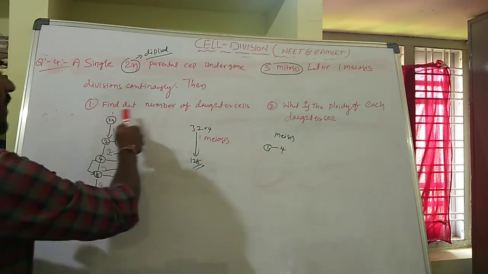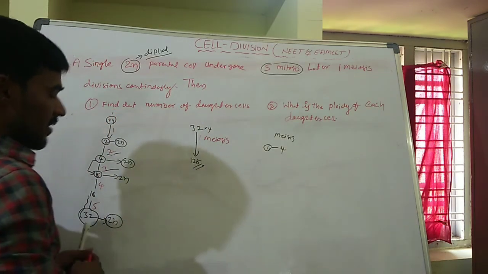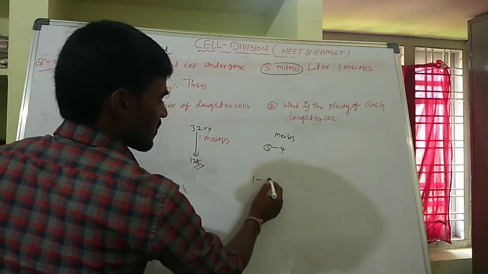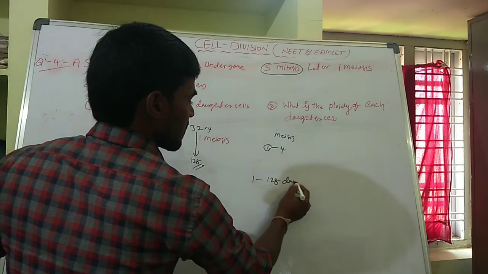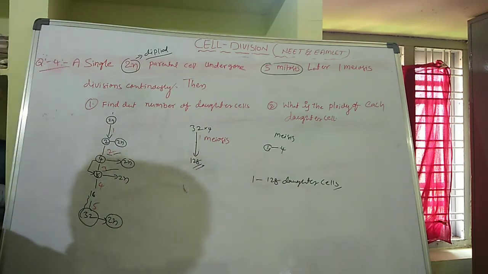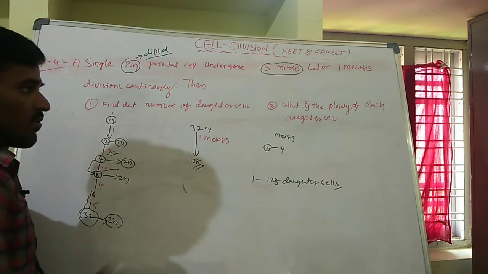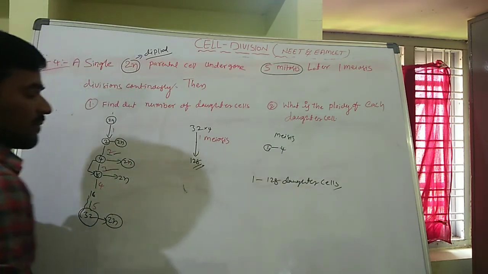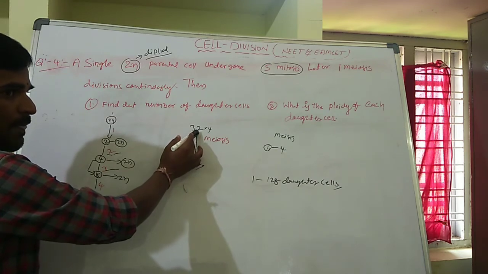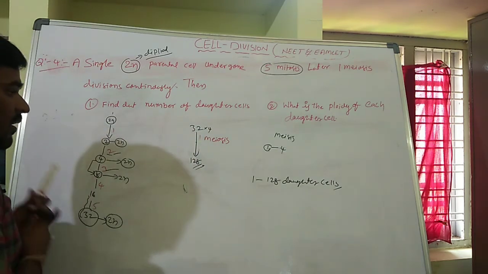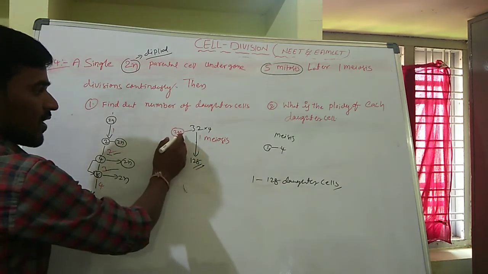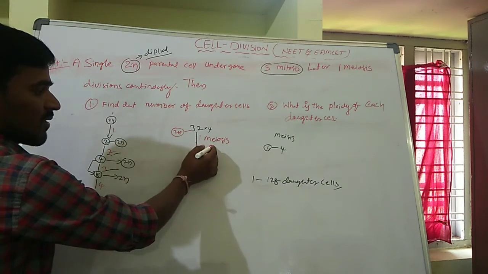So the first question, find out the number of daughter cells. The answer is 128 daughter cells. Second question, what is the ploidy of each daughter cell? Before meiosis division, the number of cells is 32. Each cell is in which ploidy? Diploid. So the diploid cells are involved in meiosis division.